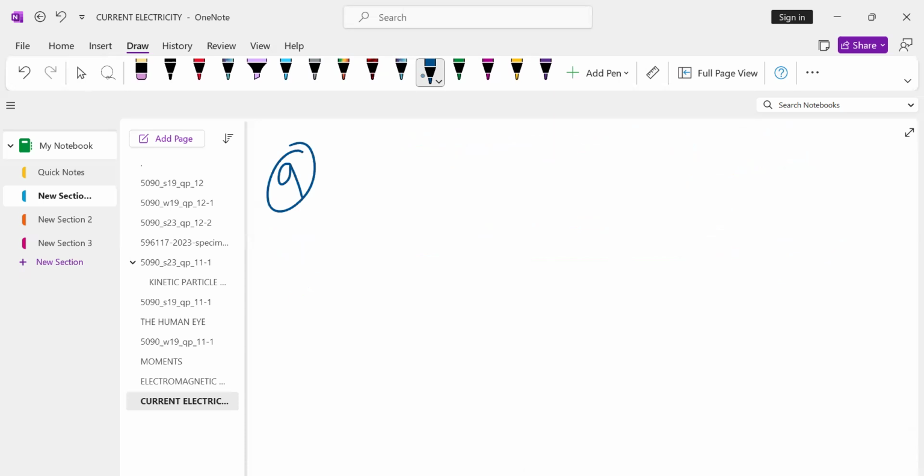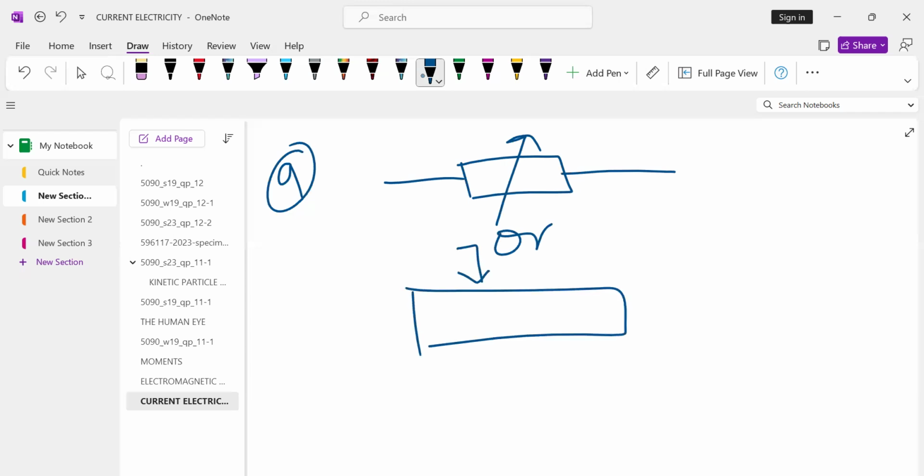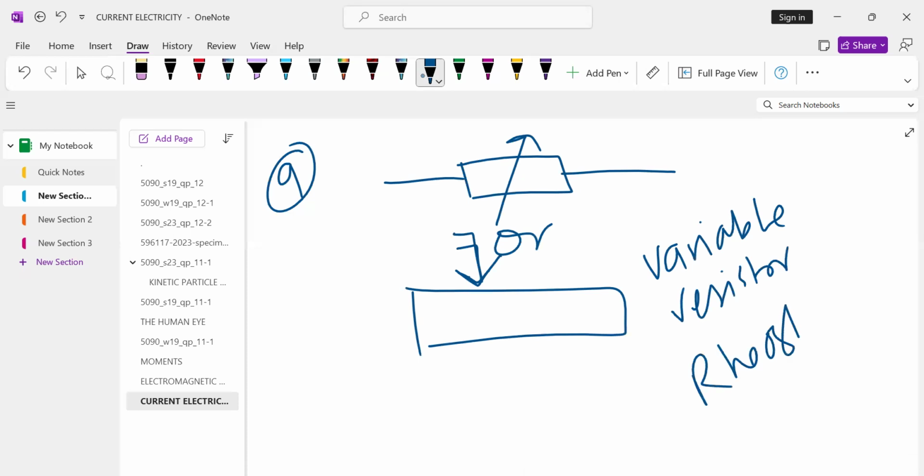Then we have the ninth symbol, which is the variable resistor. We have two symbols for variable resistors. You can use any one of them. The first one is this, the second one is this. We draw a resistor box with an arrow pointing downwards. This is a variable resistor, or you can say a rheostat. Both names are the same and both symbols are the same. You can use any one of them.